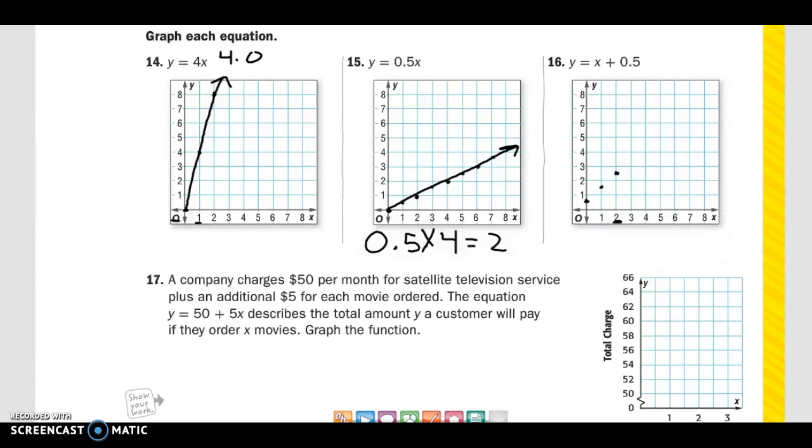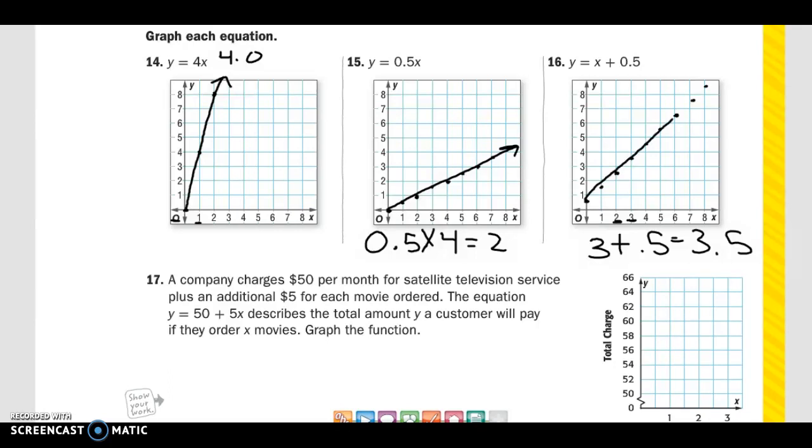Our next one, we're going to plug in 3 for x because that's our next number. 3 plus 0.5, we get 3.5. So every time we go up, we're going up by 1. So we have 3.5, then we go to 4.5, then 5.5, then 6.5, then 7.5, and 8.5.